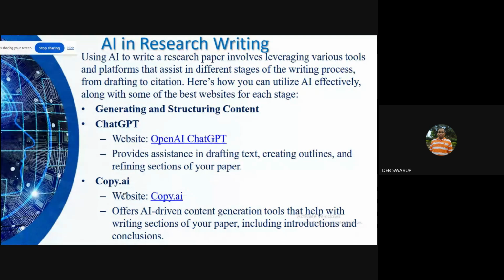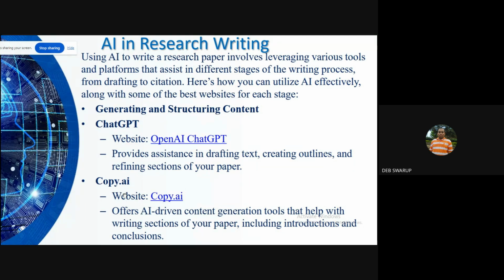But don't copy paste the contents of ChatGPT or Copy AI directly into your research paper. You can take your outlines from there. Please have a practice of writing in your own words. Read what you write down. It gives you a better understanding and a better way of refining your research. Sometimes ChatGPT does give errors, Copy AI does give errors. So please understand where to use them.